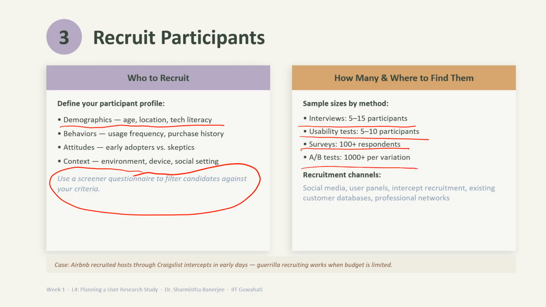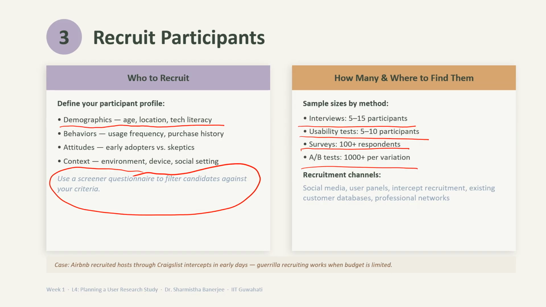In A/B testing, usually it is recommended to use 1000 plus per variation. There are several recruitment channels. It might be social media, user panels. You can also intercept recruitments. You can also do some recruitment of these participants. You can also look at your customer database and recruit them. You can also recruit them through professional networks.